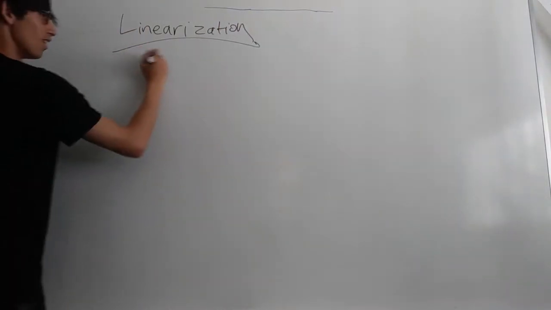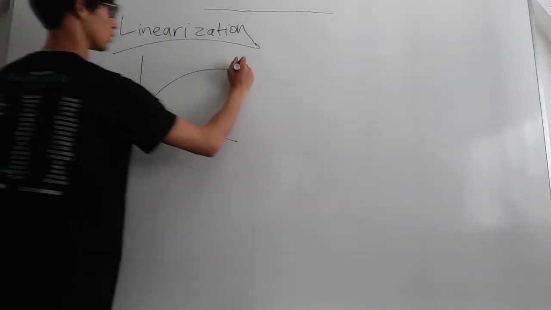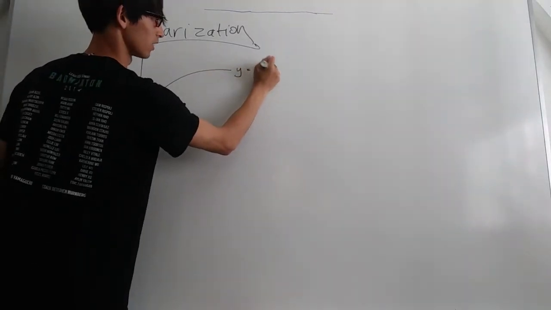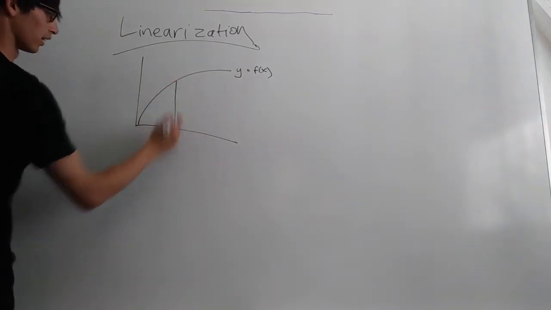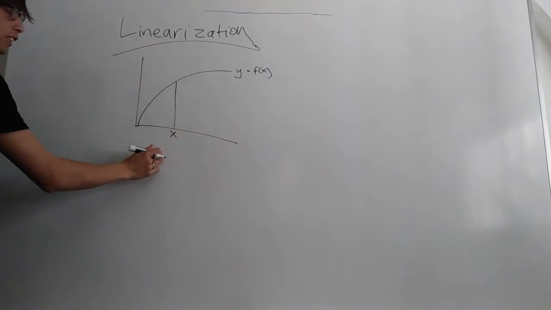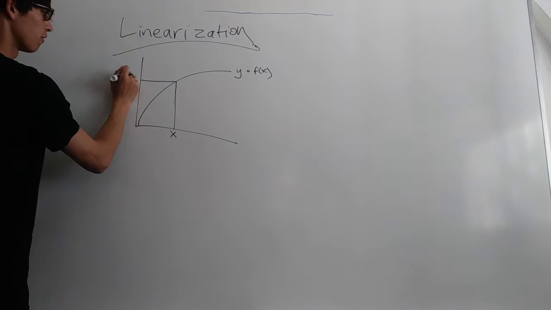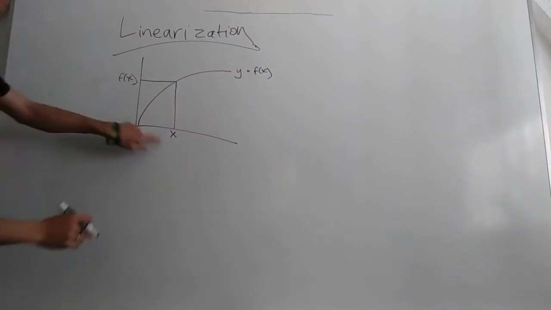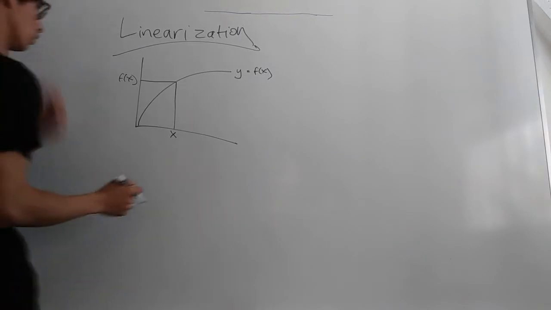Linearization. Okay, now, when we first start off, let's say we have a graph, like a curve, and that's y is equal to f of x. Let's say we have this x coordinate right here, that's just x. And so the corresponding y value is going to be f of x, correct? Because if we have x, y is equal to f of x. Okay, cool.